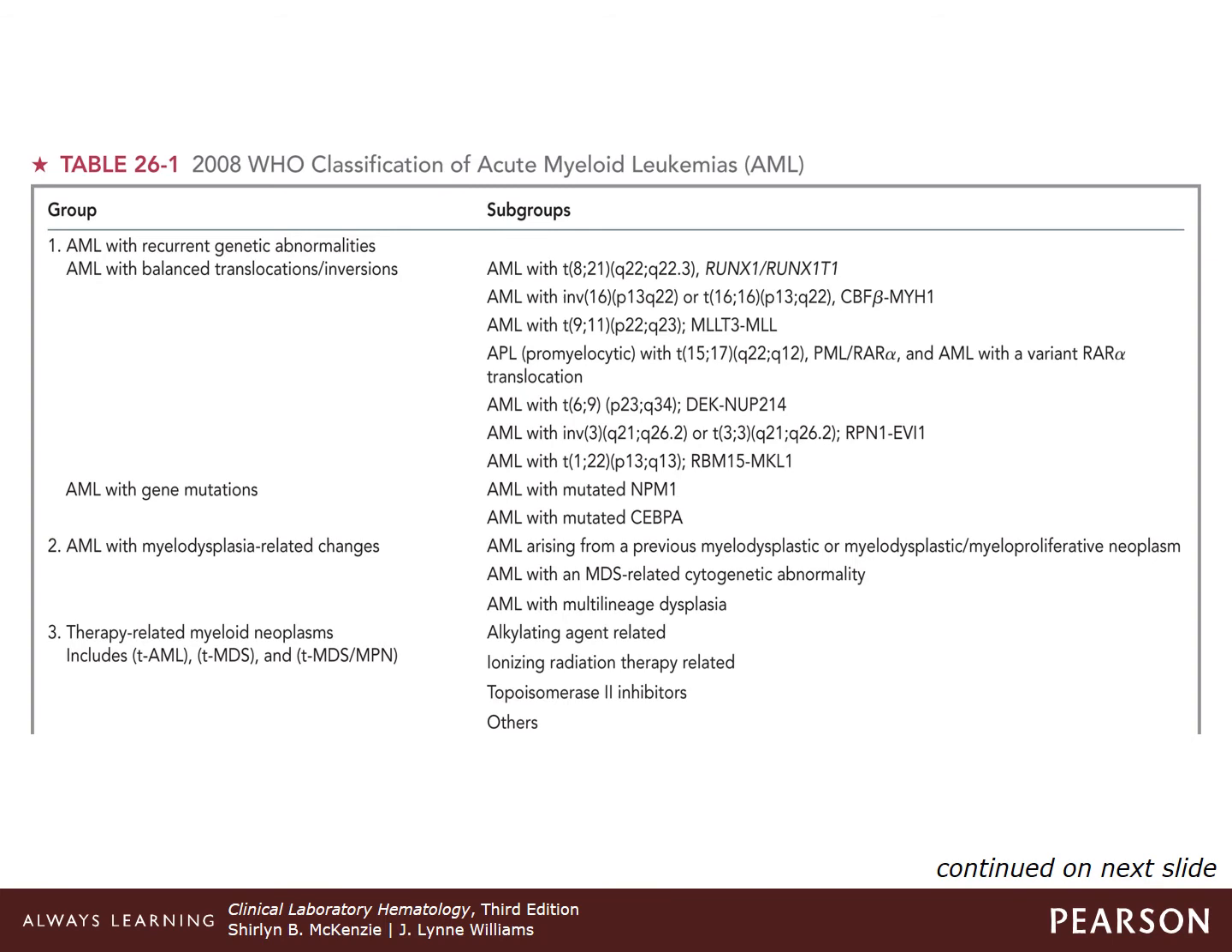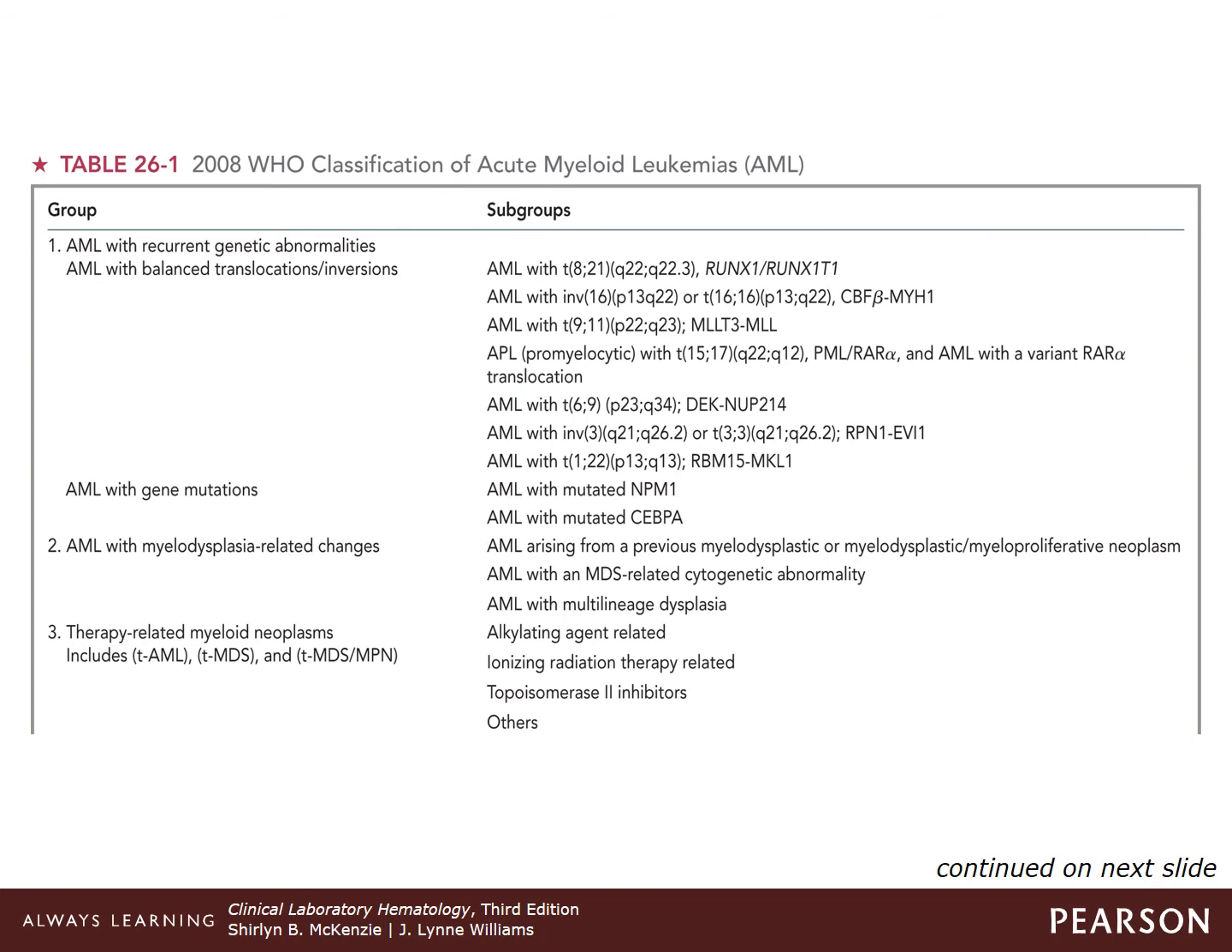So the next classification, we're going to talk about AML with myelodysplasia-related changes. And this category is an acute leukemia with morphological features of a myelodysplastic neoplasm, a prior history of MDS, or a myelodysplastic myeloproliferative neoplasm with some kind of MDS-related cytogenetic abnormality.